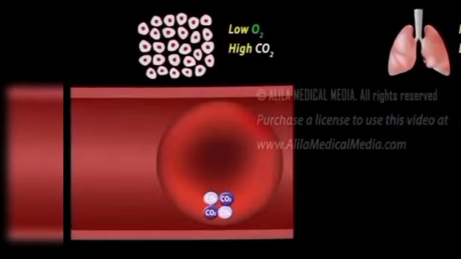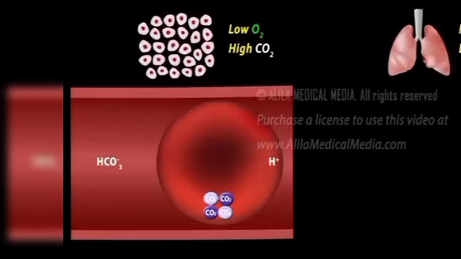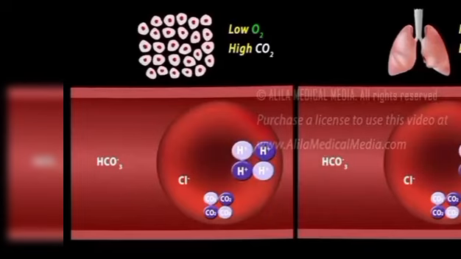The majority of carbon dioxide is transported in the blood in the form of bicarbonate ions. Conversion of carbon dioxide to carbonic acid, which dissociates into bicarbonate and hydrogen ions, is catalyzed by an enzyme present in red blood cells called carbonic anhydrase. Bicarbonate ions then diffuse out to the plasma to be exchanged for chloride ions, while hydrogen ions bind to hemoglobin that has released oxygen. When red blood cells reach the lungs, the reverse happens.